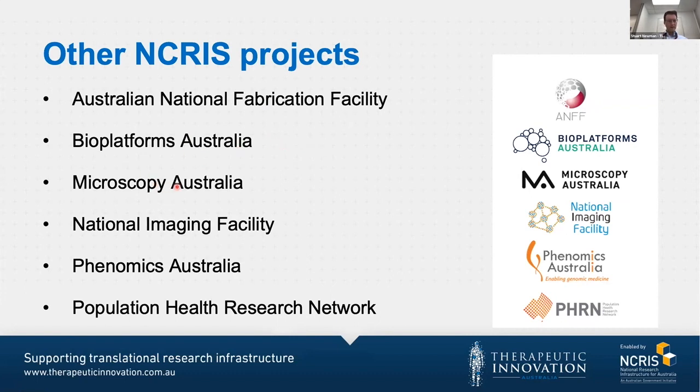Microscopy Australia, the clue is in the name as to what they offer access to. National Imaging Facility for PET, CT and other imaging, including small animal imaging. Phenomics Australia, who specialise in development and distribution of animal models for disease, and also lately CRISPR and other genomic medicine activities. Finally, the Population Health Research Network, who operate a network of linked health data across the entire country.